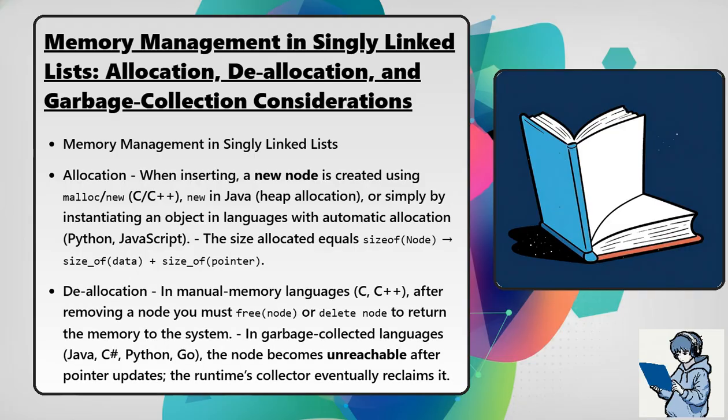Deallocation. In manual memory languages, C and C++, after removing a node you must free node or delete node to return the memory to the system. In garbage-collected languages, Java, C#, Python, Go, the node becomes unreachable after pointer updates. The runtime's collector eventually reclaims it.